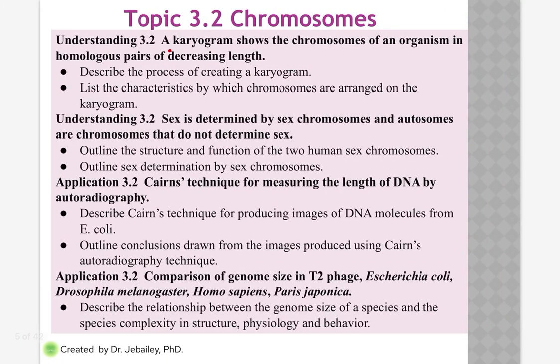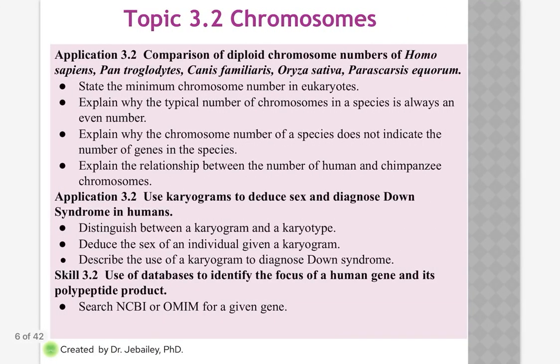We're also going to talk about the karyogram, which basically shows the chromosomes, organized according to their length. We're going to talk about sex chromosomes as well as autosomes. And we're going to talk about Cairns' technique and how they measure the length of DNA with autoradiography. And we're also going to compare the genome size of different types of species. We're also going to compare the diploid chromosome numbers of different species.